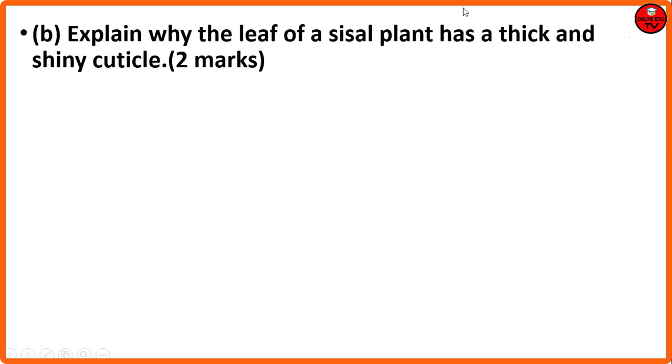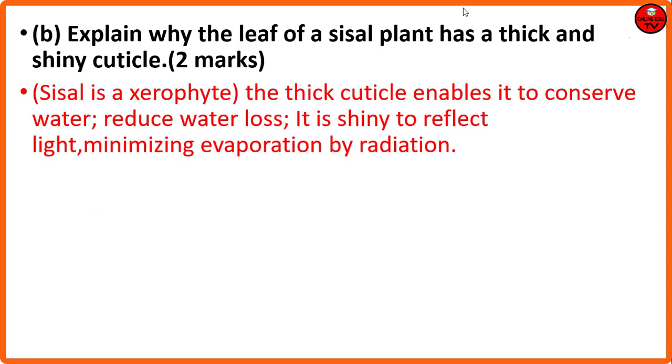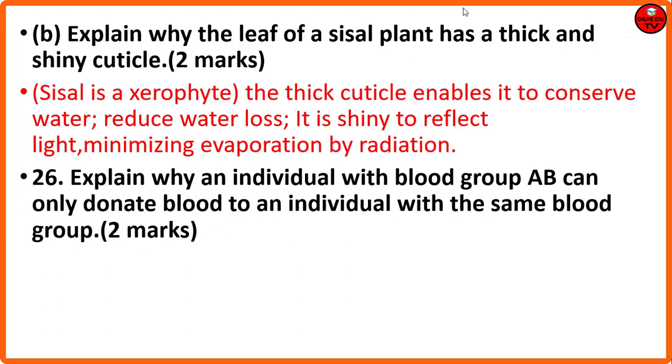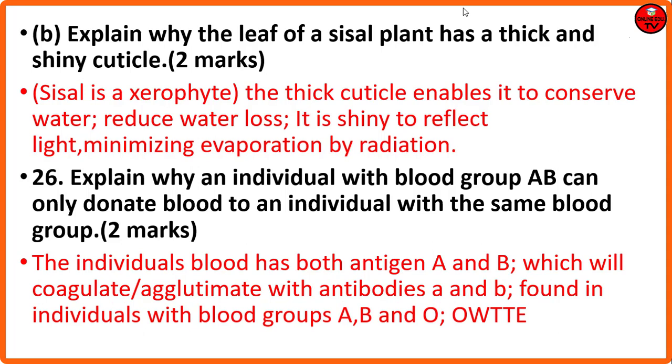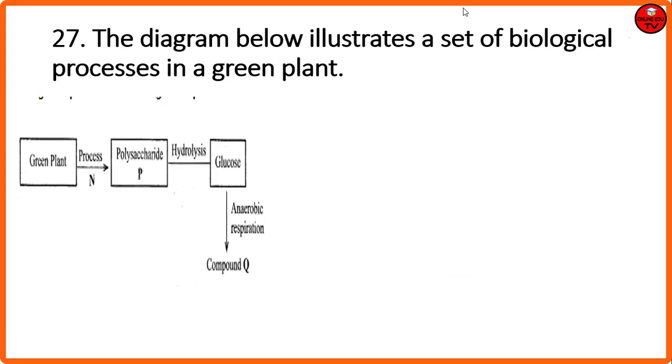Next, explain why the leaf of a sisal plant has a thick and shiny cuticle. Sisal is a xerophyte, and therefore the thick cuticle enables it to conserve water and reduce water loss. It is shiny to reflect light and also minimize evaporation by radiation. Explain why an individual with blood group AB can only donate blood to an individual with the same blood group. This is because individuals with blood group AB have both antigens A and B, which will agglutinate with antibodies A and B found in individuals with blood groups A, B, and O. We accept any other words to that effect.